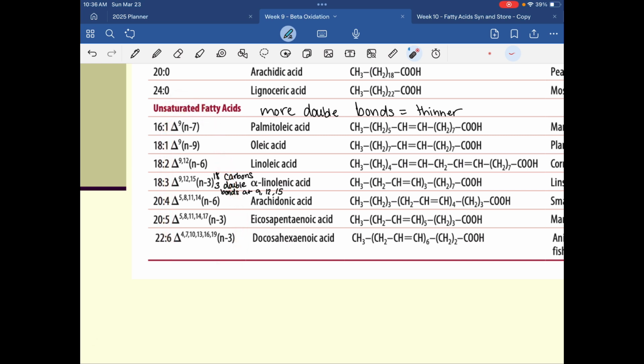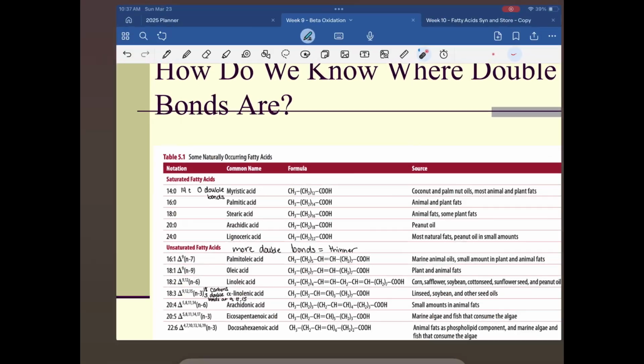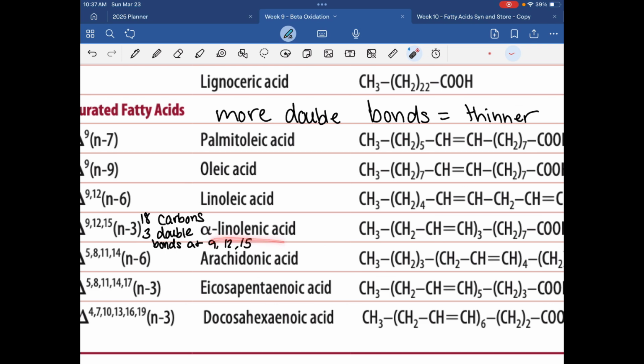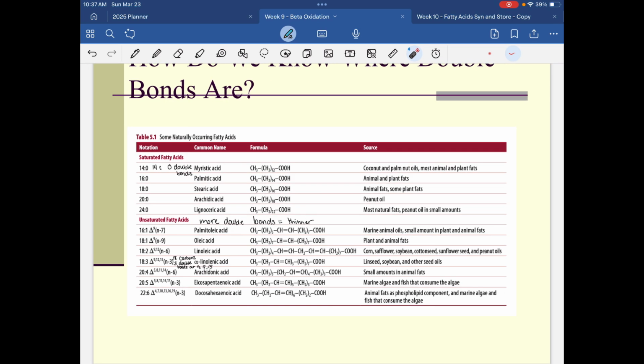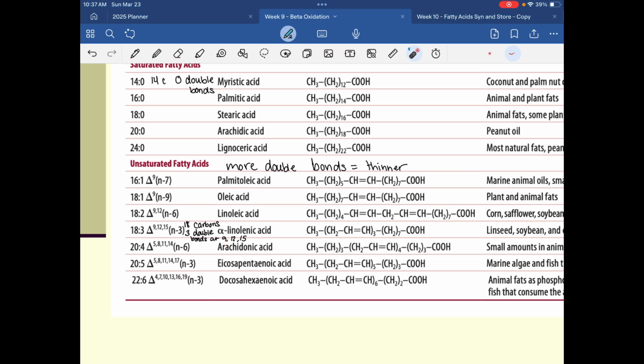So here's a great example. 18 carbons, 3 double bonds, and this is the location or the number of the carbons where those double bonds are located. This is our delta naming system. And this is the common name we give it. That's alpha-linolenic acid. That's one of our essential fatty acids. The omega name of that is omega-3, because that's where that first double bond is.